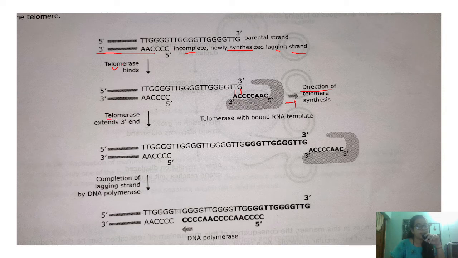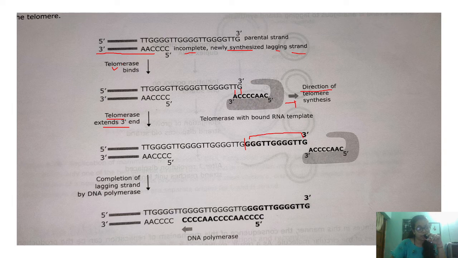Then what happened? The telomerase extends in the 3 prime direction. After binding, the telomerase enzyme will extend in this direction, on the 3 prime side. You can see here, up to this point the parental strand was present. Now this is the extra sequence which the telomerase enzyme has formed. After that, what happened? After completion of the lagging strand by the DNA polymerase, this will happen. So this is the extra strand.